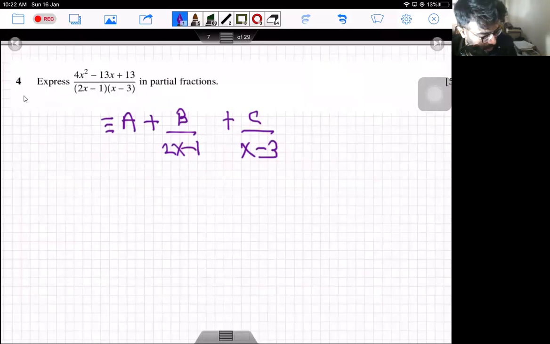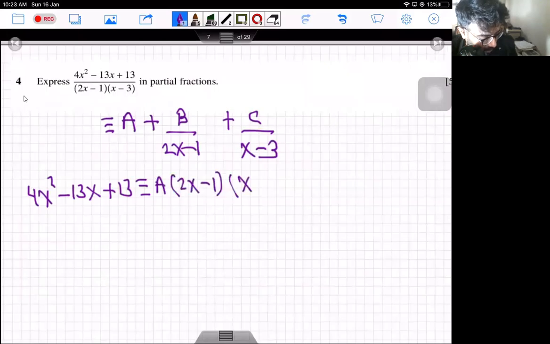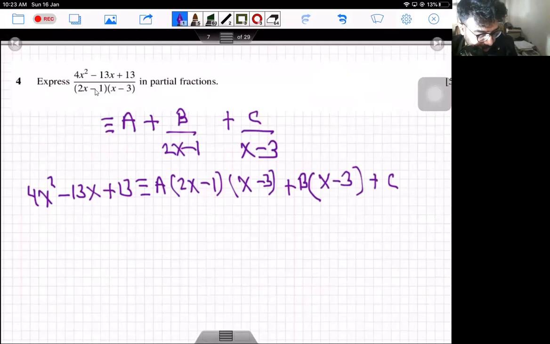So 4x squared minus 13x plus 13 is equal to a times 2x minus 1 times x minus 3, plus b times, since this complete denominator is multiplied on both sides, 2x minus 1 and 2x minus 1 will be cancelled out, and b will be multiplied by x minus 3, and c will be multiplied by 2x minus 1, because x minus 3 and x minus 3 will be cancelled out.